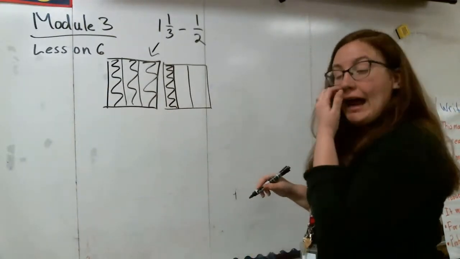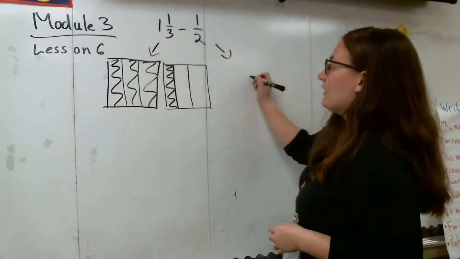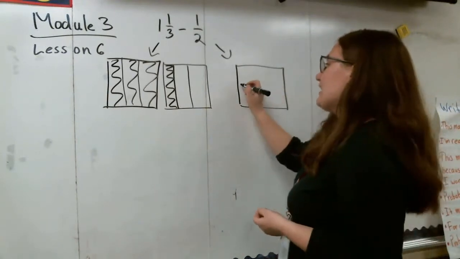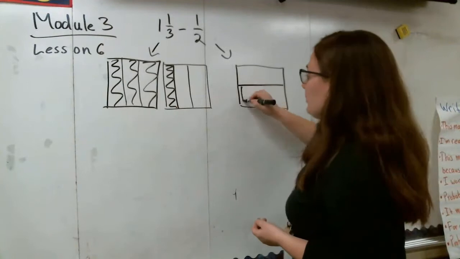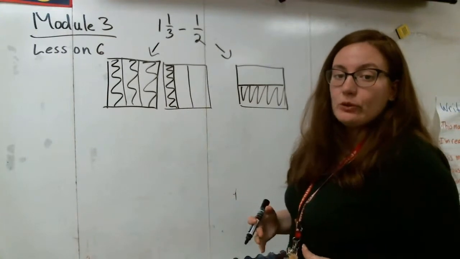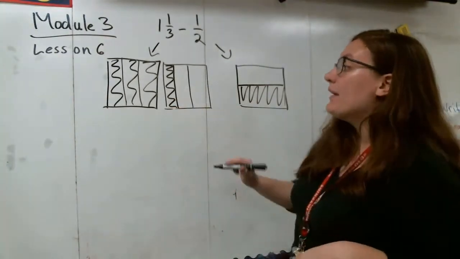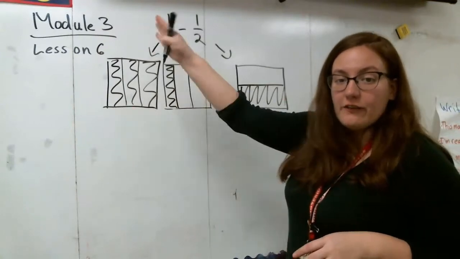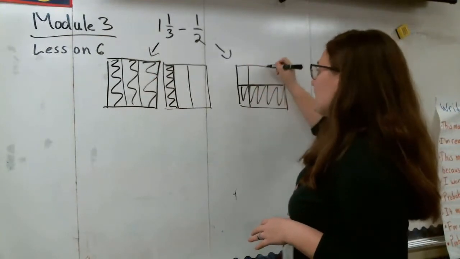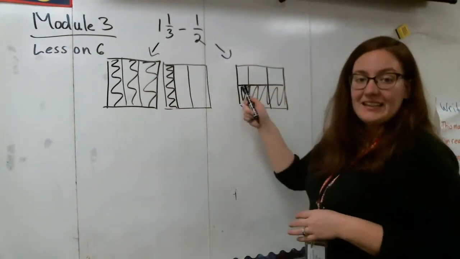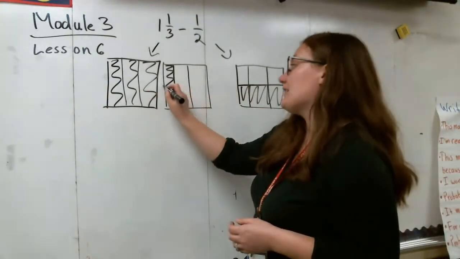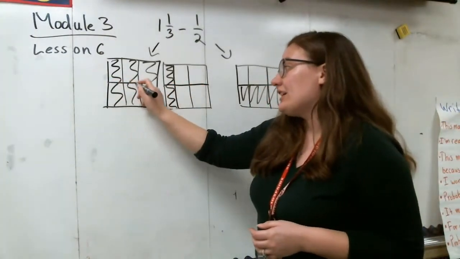Now I need to show what a half looks like. Again, I have this little arrow over here just to show you that this model is meant to show what my half looks like. So I'm going to cut this model in half, and then I will shade in one part of it because I just need 1/2. Now, just like before, I want all of my models to look the same. So since I cut these models into thirds vertically, or up and down, I need to cut this one into thirds vertically as well. So I'll do that now. And then since this one was cut in half horizontally, both of these need to be cut in half horizontally. So I'll cut these in half, just like so.